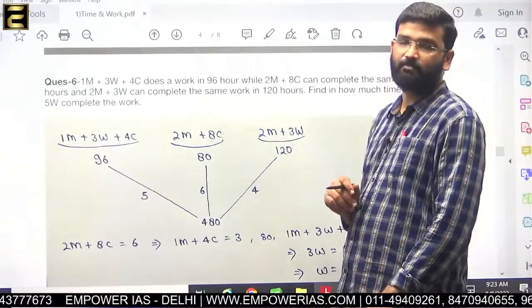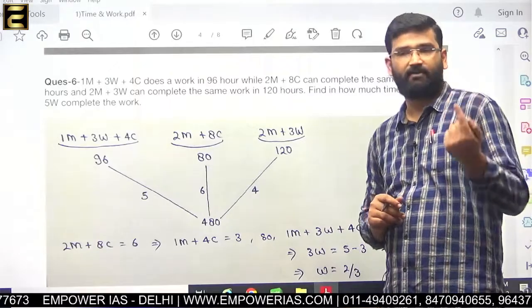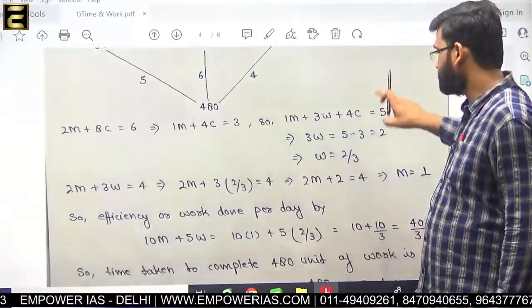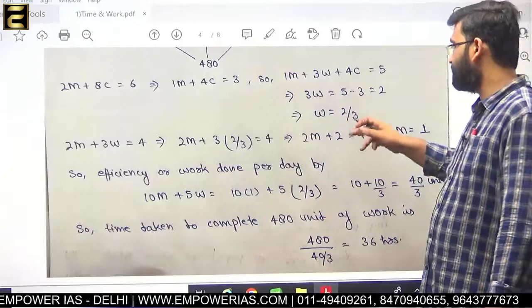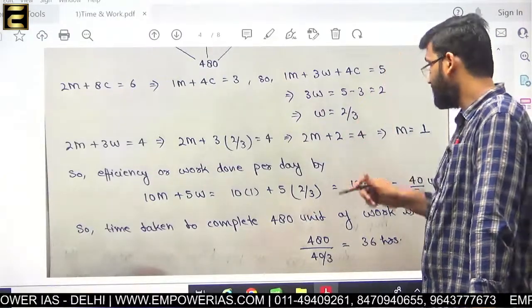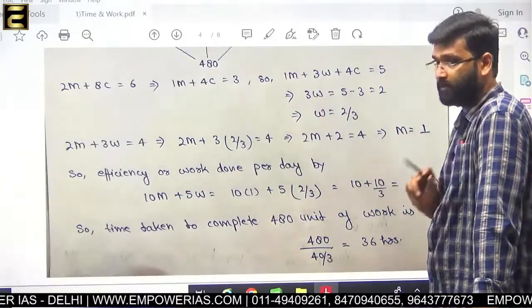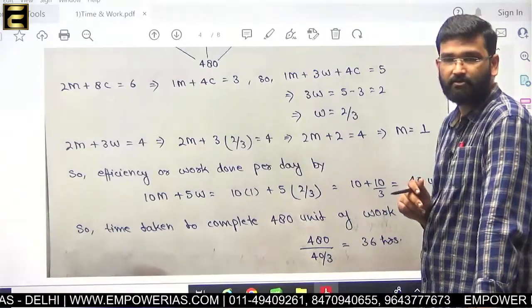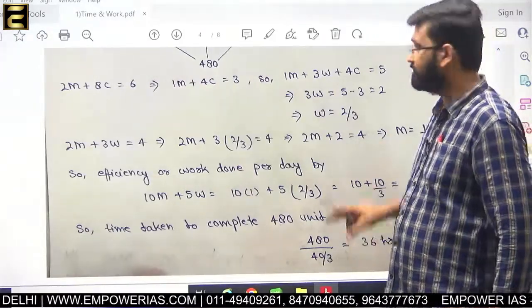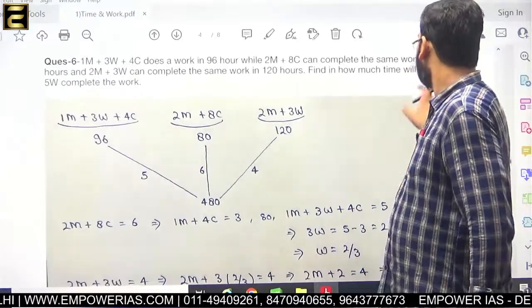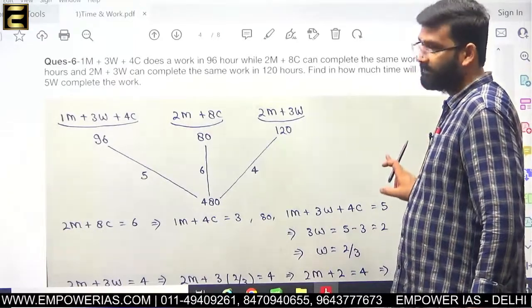It means that we have to calculate the efficiency of 1 man and 1 woman. Okay. So here, see, we have calculated the efficiency of women is 2/3 and the efficiency of men is equal to 1. Now what has been asked in the question, the new group comprised of 10 men and 5 women.